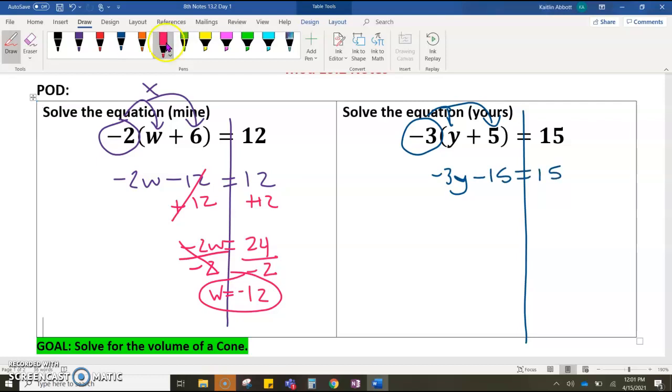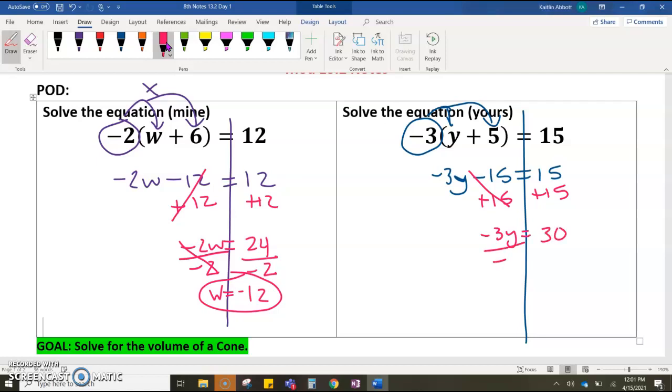Now we're going to get rid of the constant near the variable. We're going to add 15 to both sides. These go away. They make a 0 pair. I'm left with -3y equals 15 plus 15 gets me 30.